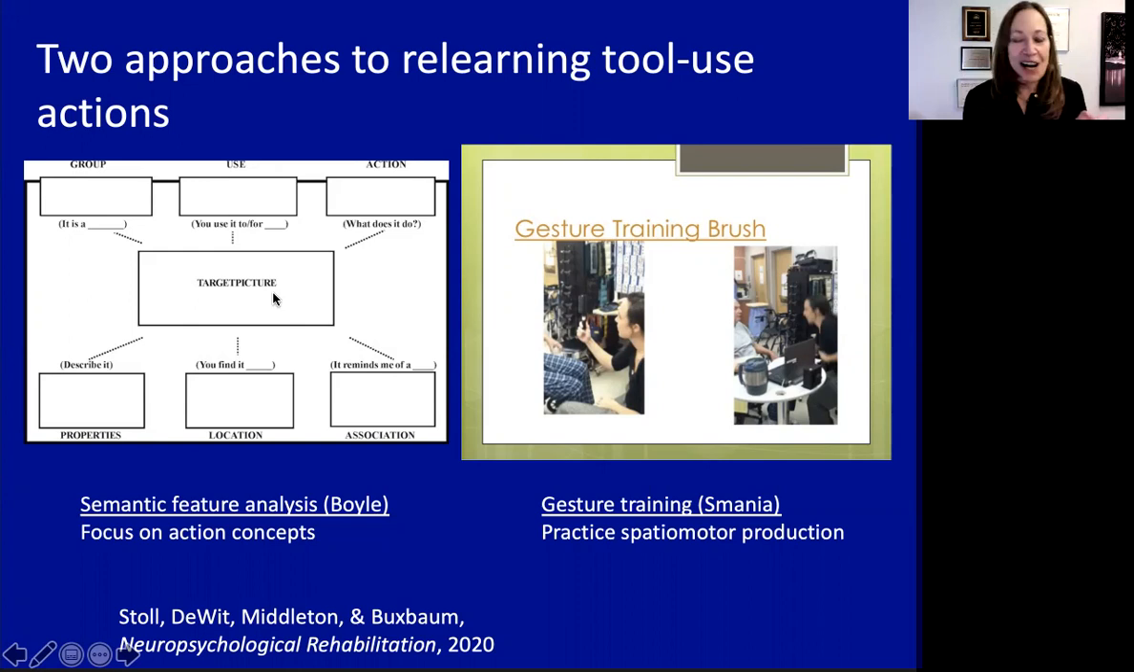Another approach has been used with some success in apraxia, and that's simply a much more practice-based approach in which you see an object, you show how you would use it, you see a video of someone doing it, you have to imitate it through a lot of different tasks. You produce an action over and over and over, and it's just a very practice-based approach, but really focusing on that spatiotemporal action.